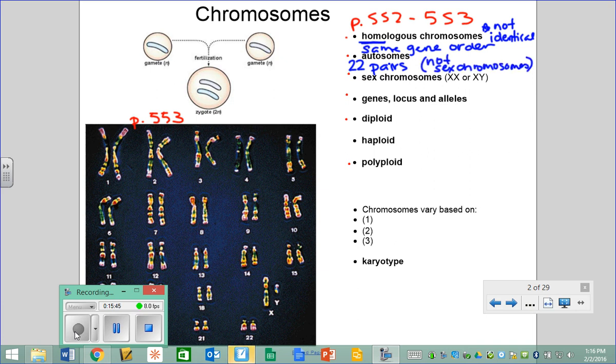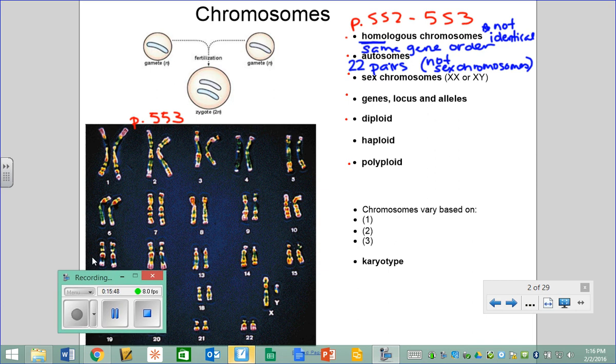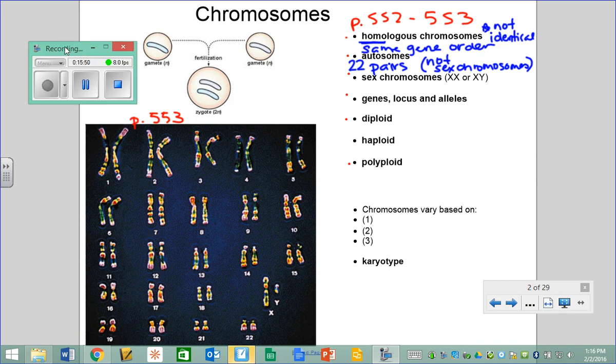So if we look at the picture, and there's one just like it in your textbook if you need to refer to it, this is a representation of an entire set of human chromosomes. I just want to point out there are 46 chromosomes. That is the number that a human is supposed to have. That's our chromosome number. You all should have 46 chromosomes.